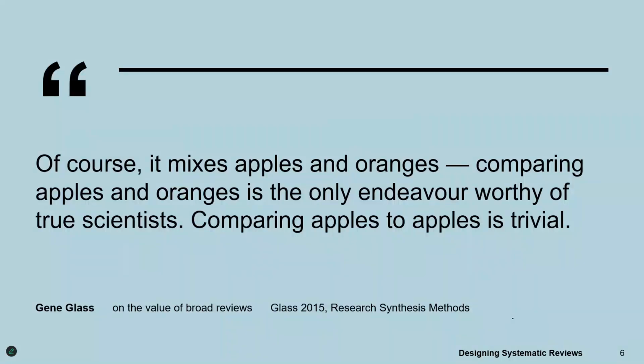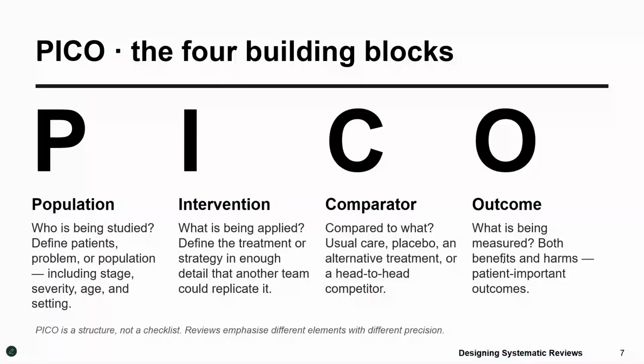The minute you go ambitious, somebody will trot out the apples and oranges critique. So take a beat with this one. Gene Glass, who basically invented meta-analysis, had a comeback. Comparing apples to apples is trivial. Real science compares apples to oranges. Sometimes the broader, messier comparison is the more useful one, because clinicians and policymakers are choosing between very different things. Don't be embarrassed by heterogeneity. Investigate it. The code gives you permission to be ambitious, provided you have structure to manage the complexity. That structure is PICO.